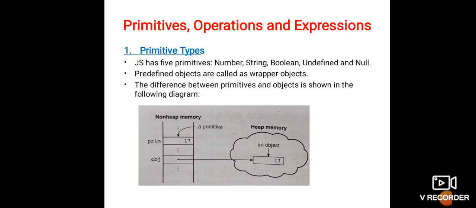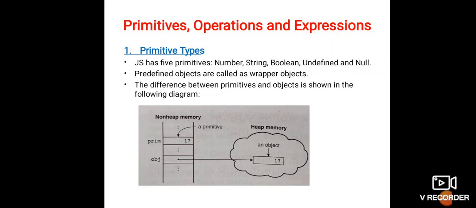Prim is a variable name which denotes a primitive variable. Its value is 17, and obj is a number object whose property value is 17. This we are going to show in this diagram. You can see the diagram here.